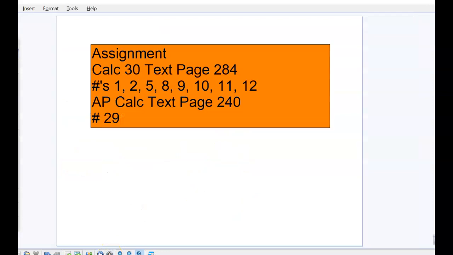Okay, there's your assignment on shadow problems and on some trigonometric problems, or the Pythagorean problems, sorry. So give those a try, and if you have any questions, you can ask me in class.